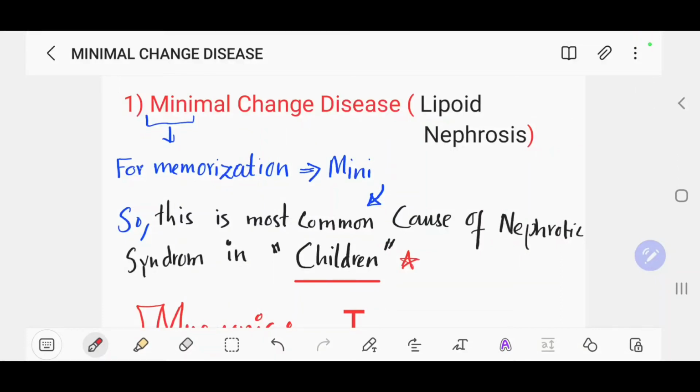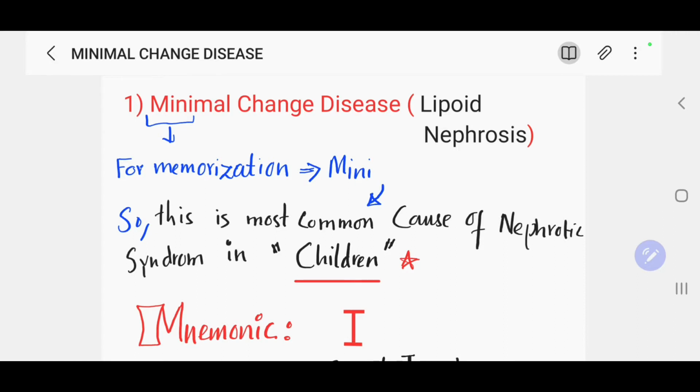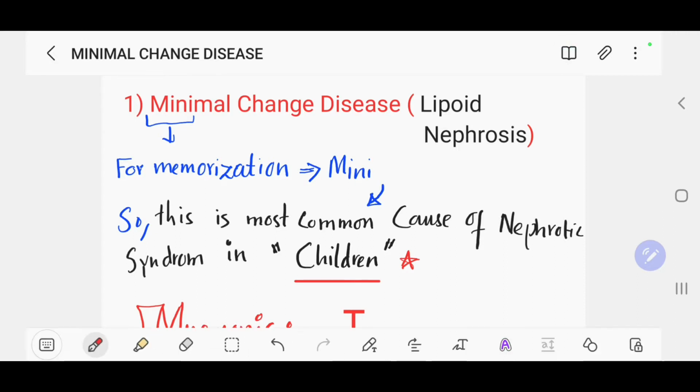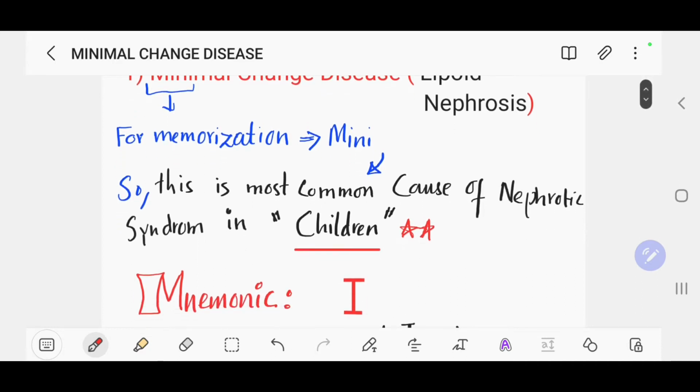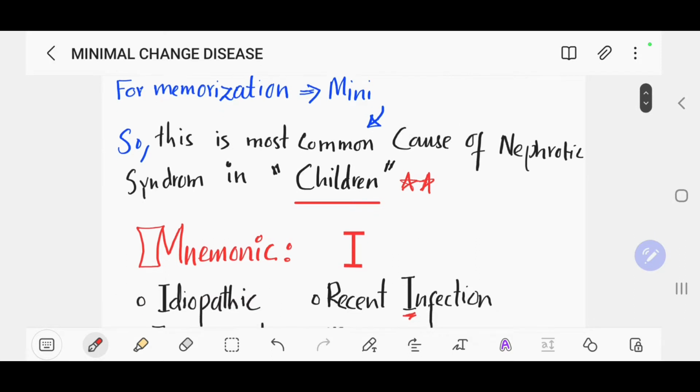Okay, now let's talk about minimal change disease, which is a type of nephrotic syndrome, as I said earlier. Minimal change disease is also called lipoid nephrosis. From the name "minimal," I memorize that this is the most common cause of nephrotic syndrome in children, and this is very important, so I will give it a star.